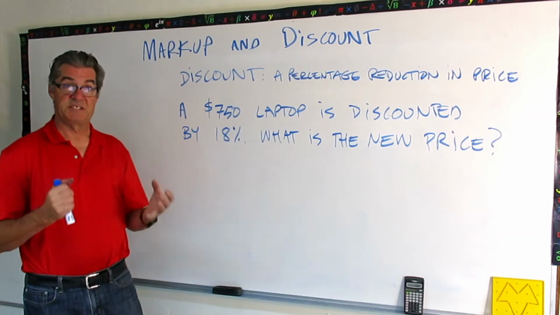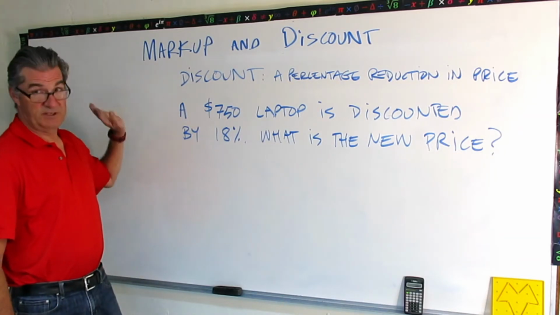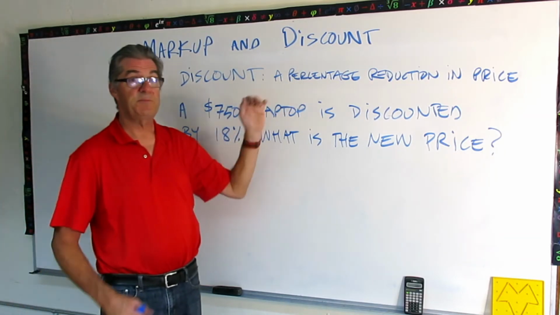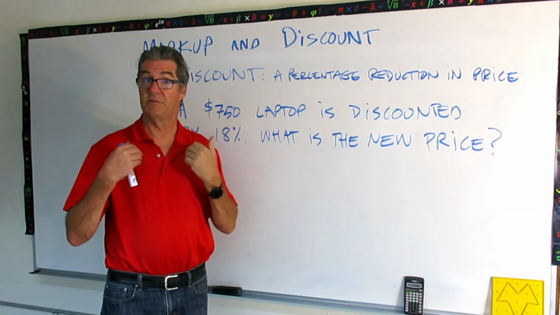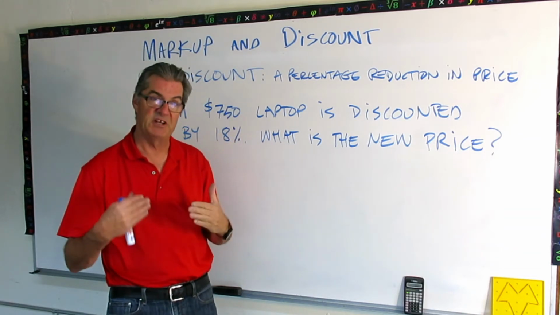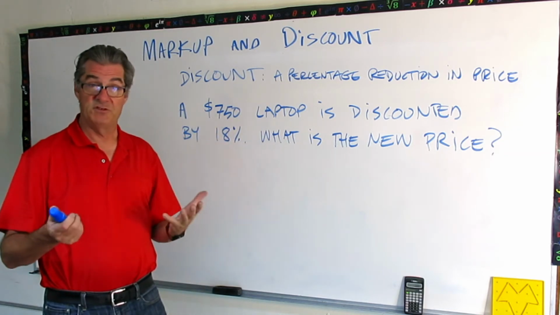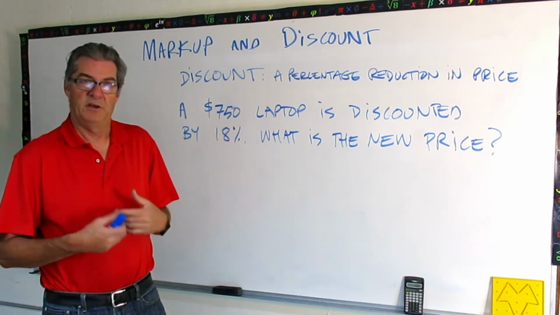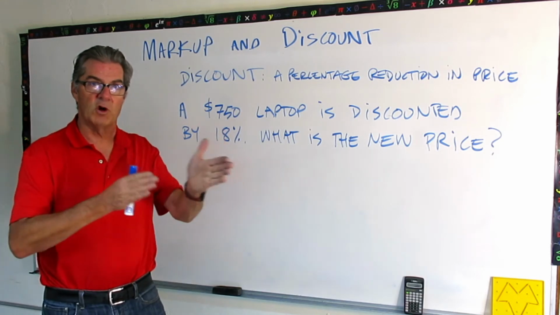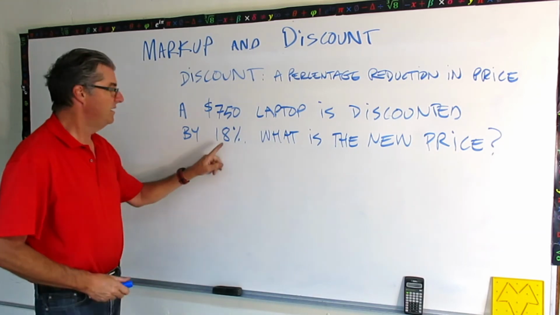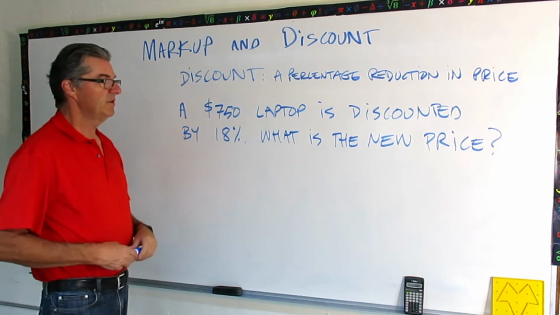Okay, let's look at discount. First off, discount is just a percentage reduction in price. So a markup is a percentage increase, and a discount is a percentage reduction. This is of interest to you because you will be buying stuff and you're going to look for discounts. You want to see that number getting as big as possible. So let's check this out.